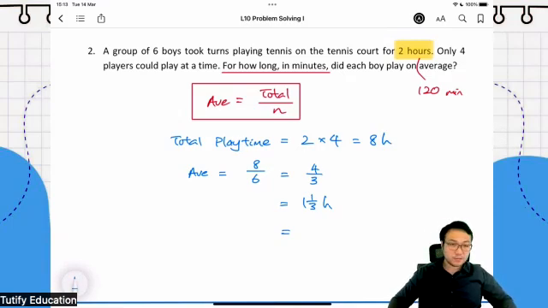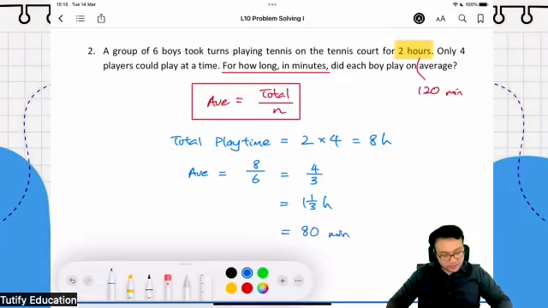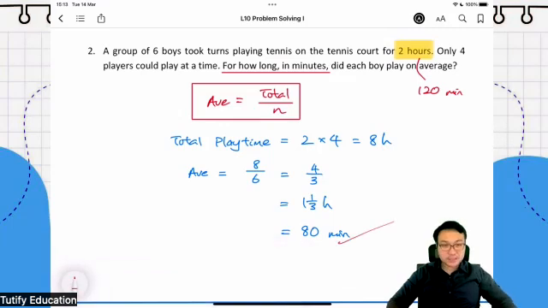1 hour is 60 minutes. What about 1/3? 1 hour and 20 minutes. 1 hour 20 minutes. So total, how many minutes? Hmm? Total, how many minutes? Question asking for minutes. 80 minutes. Yes. Very good, Runjie. Now you understand how to do this? Yes. Well done. Okay. So how about the rest of you students?